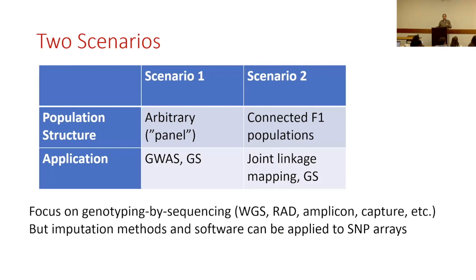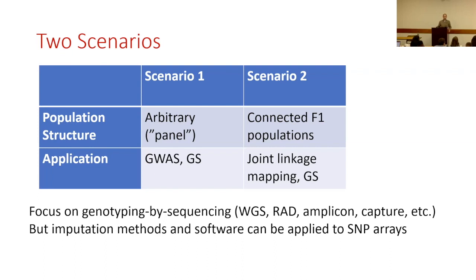We can think of two different scenarios here, broadly speaking. Scenario one, which is the one I'm going to focus on today, is a situation where you can't make any explicit assumptions about the mating design or the population structure. So you don't have that as an advantage to exploit. That's a common situation when you're looking at a GWAS for association studies and many genomic selection applications.